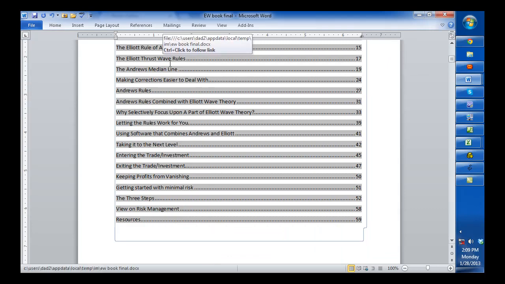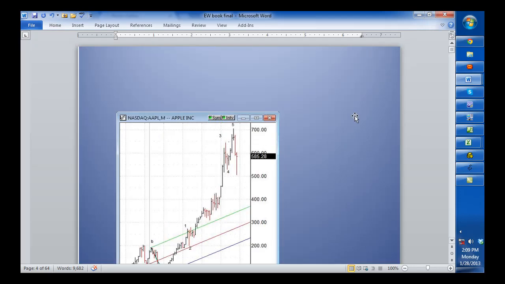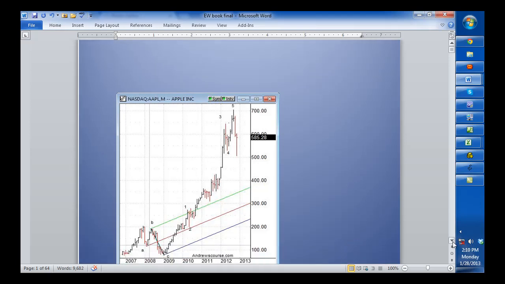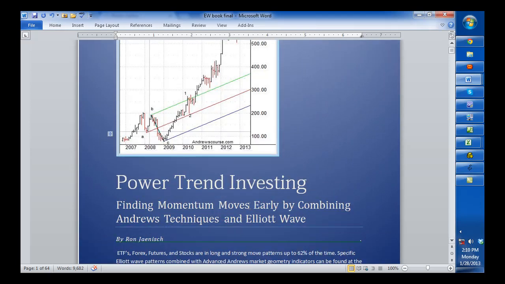Okay, and see here we get into Elliott thrust rules and Elliott rule of alternation. And so if you don't know Elliott, that's fine. If you do know Elliott, terrific. If you don't know Andrews, that's fine. If you do know Andrews, or how to draw the lines and stuff, that's terrific. But this is going to take you into very specific techniques, right? And the whole focus is finding momentum moves early by combining Andrews techniques and Elliott wave. That's what it's all about. That's what the 45-minute video is about.